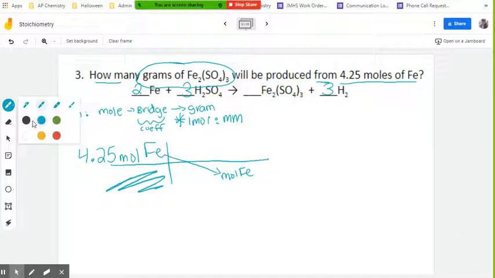All right, so I'll leave that up there to help you guys out. We have moles of Fe down here. So we know we need to cross that bridge. That means that we need to have a mole again on top.